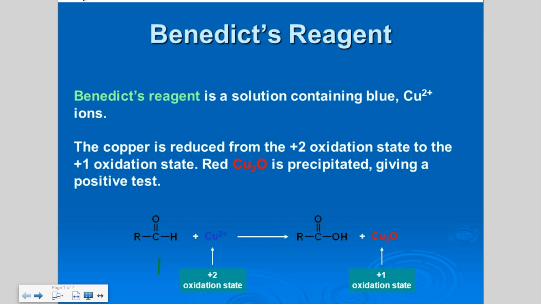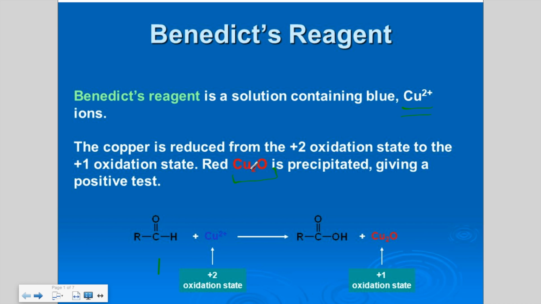Okay, a quick recap on the Benedict's test. The Benedict's test tests for reducing sugars. It contains, to start with, aqueous copper 2+ ions, which give it its distinctive blue colour. Then, for a positive test, this copper is reduced from 2+ to a +1 oxidation state, and that gives the characteristic brick red precipitate, which is copper oxide.